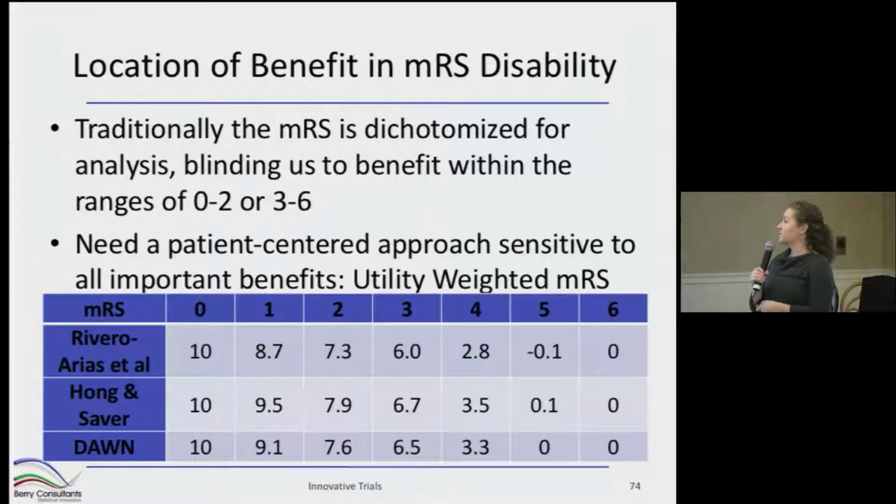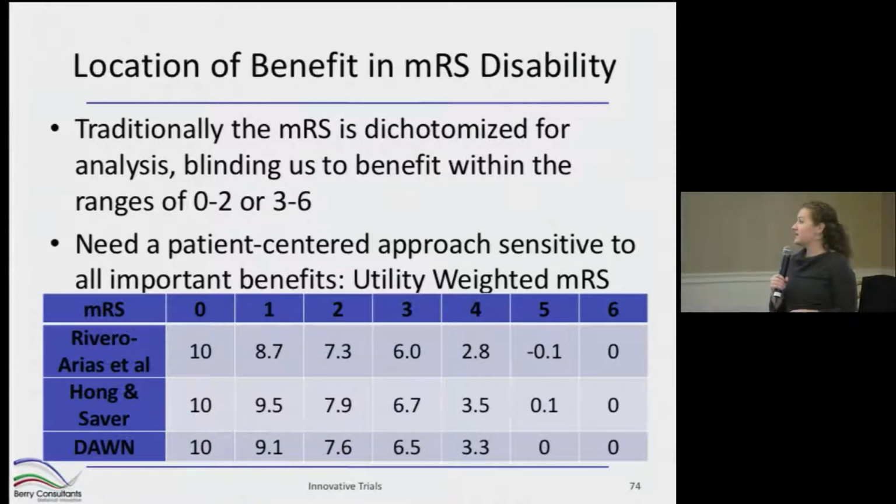The other proposed method actually gave this a negative utility score, so that this outcome was actually considered worse than the outcome of 6, which was death. And then you can see that in the other range of the mRS, the 2 proposals agreed pretty closely. So in the DAWN trial, the new trial, they actually used the weights that are shown here. So outcomes of 5 and 6 both received a utility score of 0, mRS of 0 got the good utility of 10, and then the various degrees in between.